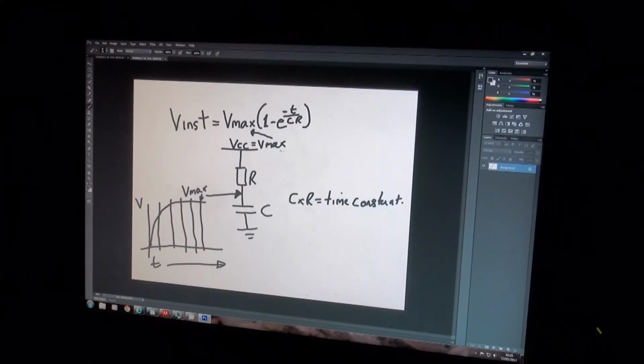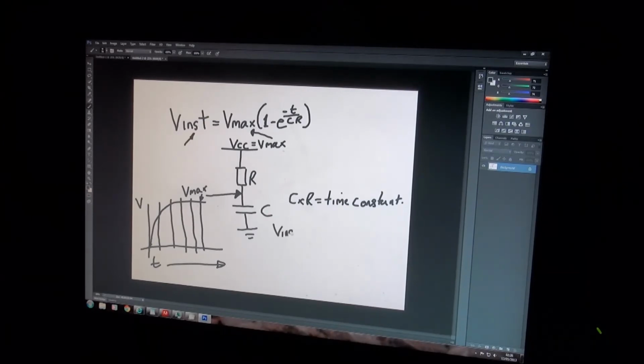Let's put this all into action now. We're going to imagine that R and C have a time constant of 1 second, and we're going to find the voltage across C after 1 second. I'm just doing this to make it easy. C and R could be any time constant, and we could try to find the voltage across C for any given time, but this is just to make the mechanics of it easy. So we're trying to find V instantaneous here.